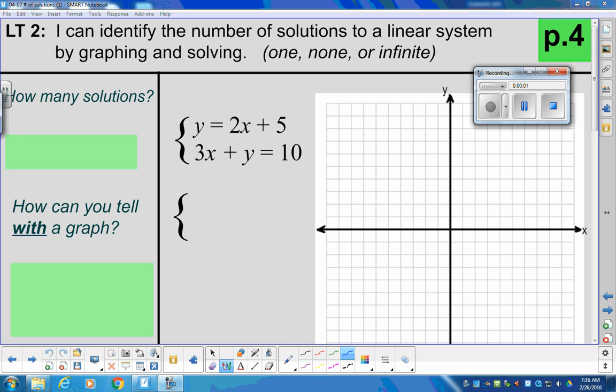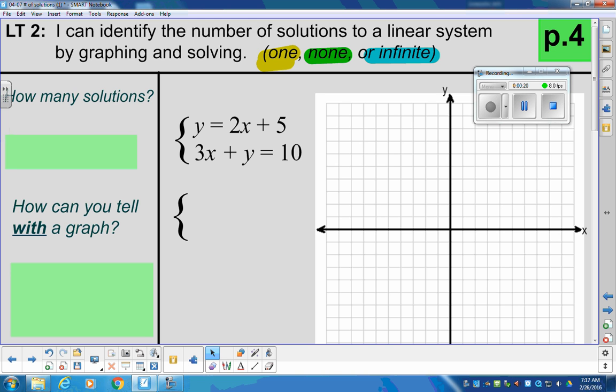Okay, eighth grade. So our learning target today is I can identify the number of solutions to a linear system by graphing and solving. You have three choices in today's work. We'll of course talk about those choices, but your answer is going to be that there's one solution, no solutions, or an infinite number of solutions.